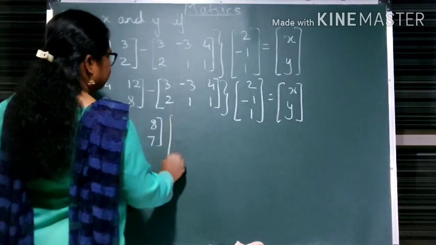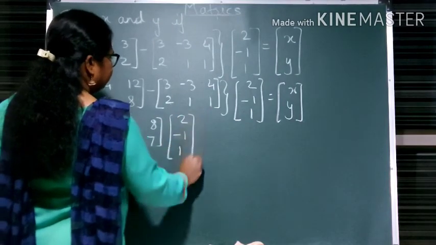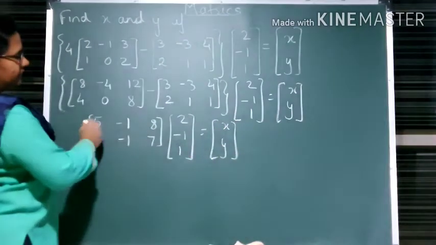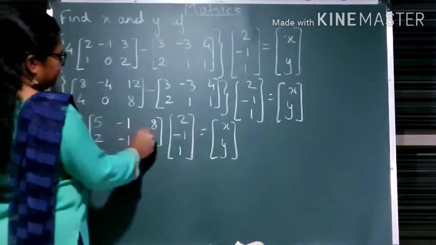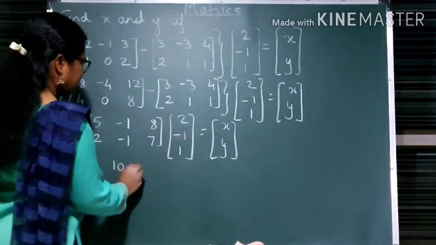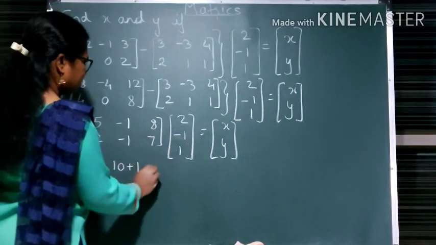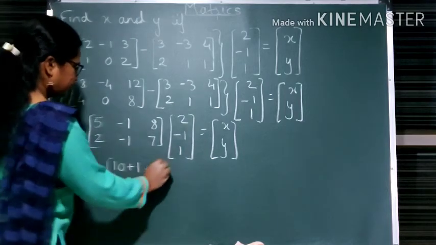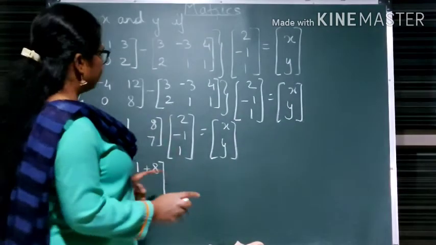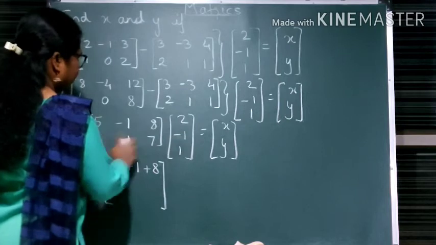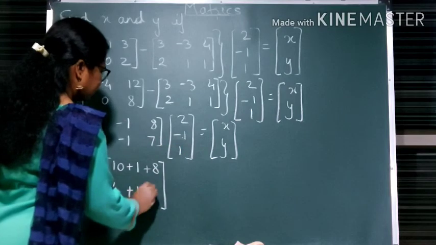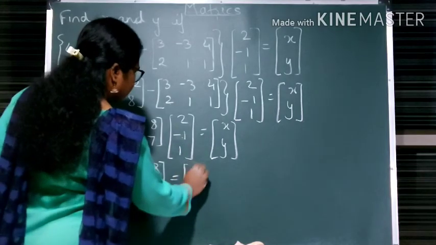And this matrix 2, minus 1, 1 equal to x, y. Now you can see this is matrix multiplication. So we will multiply first row with first column. 5 2s are 10. Minus 1 into minus 1 is plus 1 and 8 into 1 is 8. So first row first column over. There is only one column. So first row first column and then second row second column. 2 2s are 4. Minus 1 into minus 1 is plus 1 and 7 1s are 7. And this is equal to your x, y.